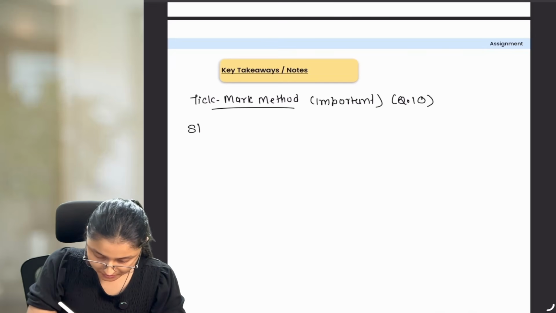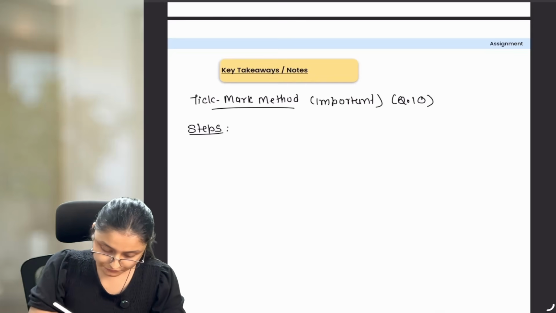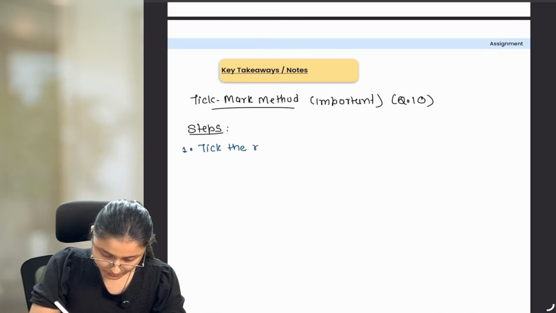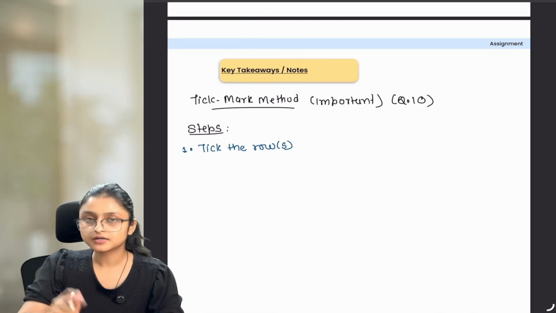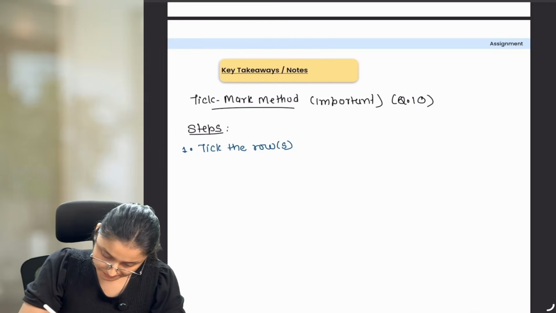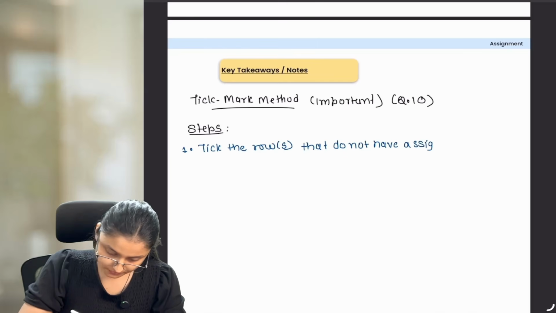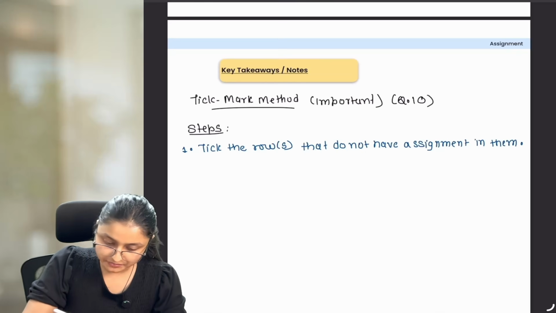Now, steps. What are the steps for this tick mark method? The first step is to tick the row or rows. It can be a single row, it can be more than one row that do not have assignment in them. So tick the row which does not have assignment in it.